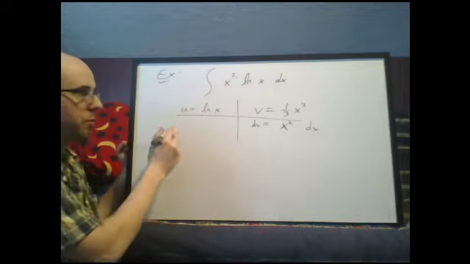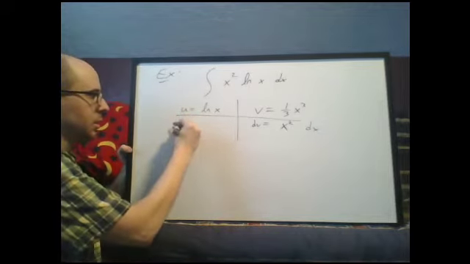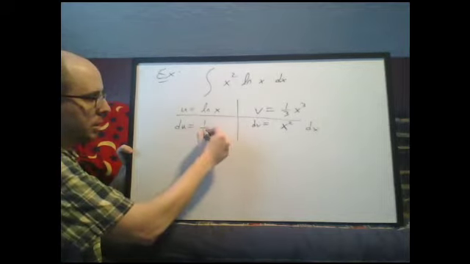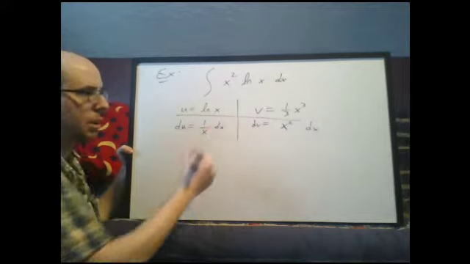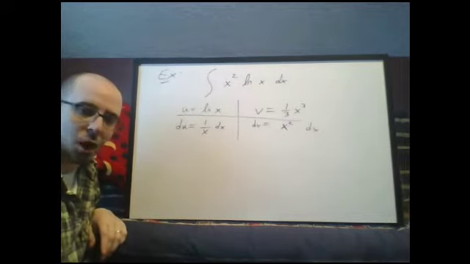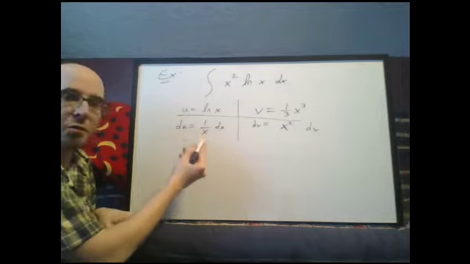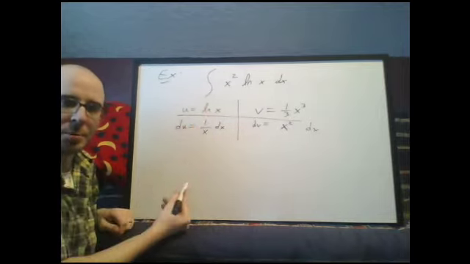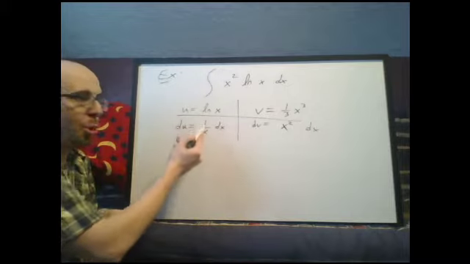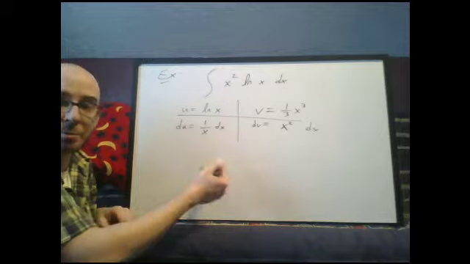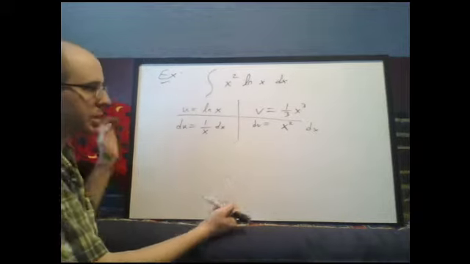If I take the derivative of ln x, so du, the derivative of ln x is 1 over x times dx. And this is more of a qualitative question. Is 1 over x simpler than ln x? In my opinion, and probably most people's opinions, yes. It's no longer a logarithm function, it's now a power function. And those are simpler than logarithms. Simpler to deal with, I should say.